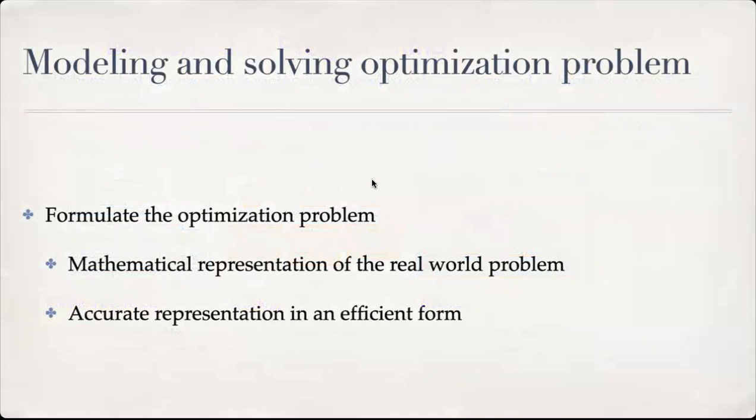So we start from modeling and solving optimization problems. The first task is to formulate the optimization problem, which is a mathematical representation of the real world problem. For example, if you design a plant, you have to formulate the objective function. What is your objective function? For example, you want to minimize NPV. What is NPV?